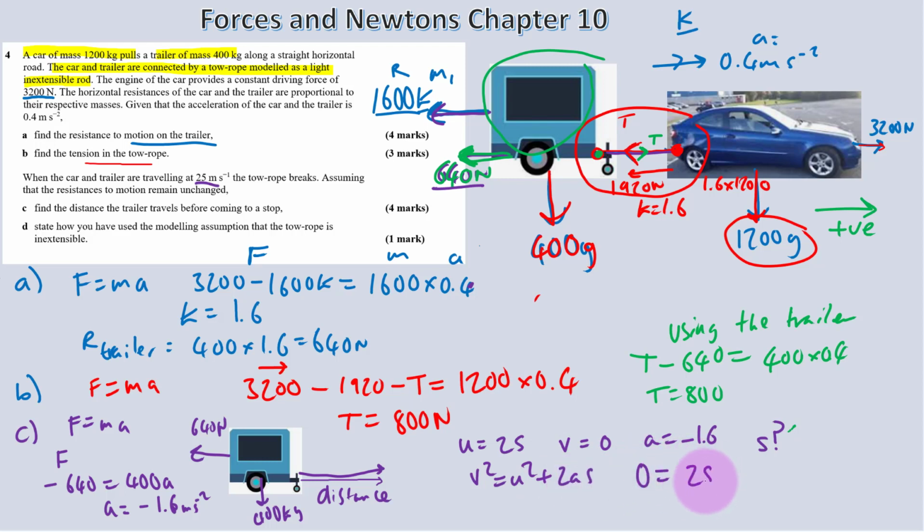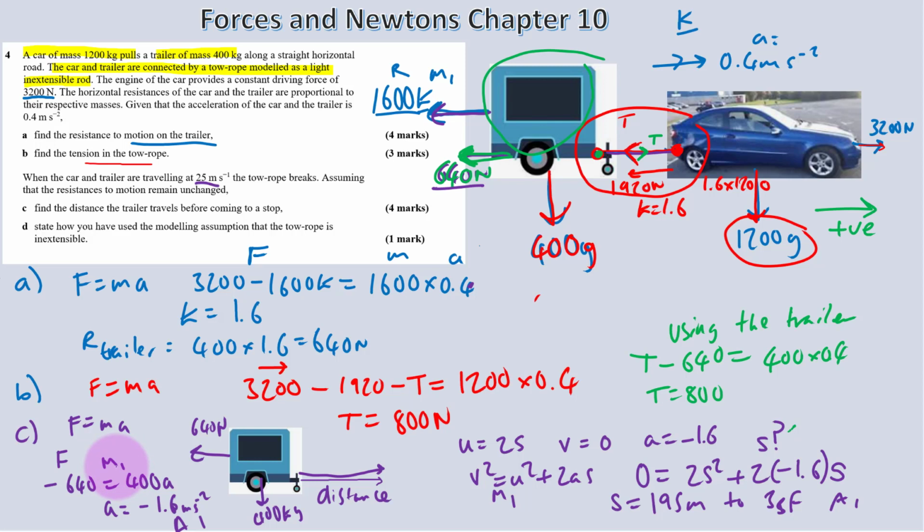0 equals 25 squared plus 2 times minus 1.6 s, as in the letter s, don't get confused with the 5. Solve for s, so s equals 195 meters to 3 significant figures. And that's your answer. Method mark here, answer mark here, and your method mark for this point up here. So these are all skills that you can use.